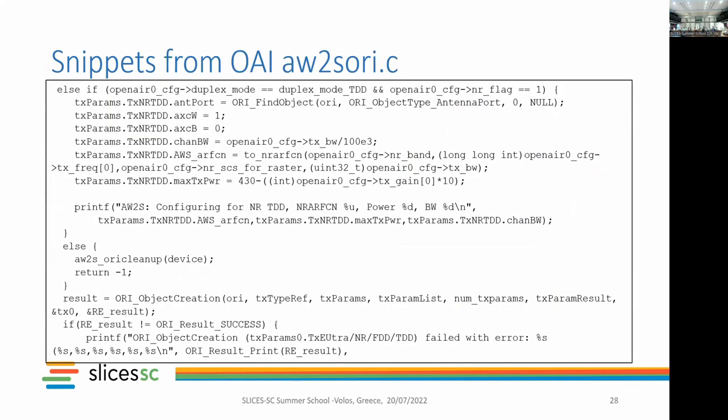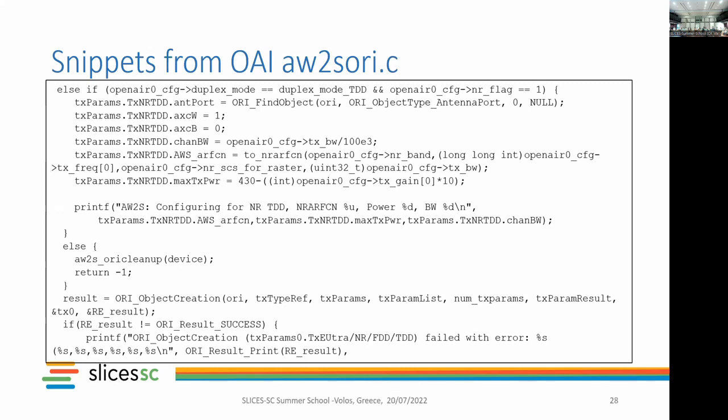Just out of interest, this is a similar thing to what I showed you with the UHD, but now in the language of ORI. You see this data structure, TX parameters, TX NRTDD. Basically here I'm saying this is the configuration for a certain antenna port, the channel bandwidth, ARFCN, which is the frequency in 3GPP speak, and the power. Then there's an API object creation, and these are specified by ORI, which sends these parameters to the radio unit, and the radio unit says okay or not okay. It's not that different from UHD.